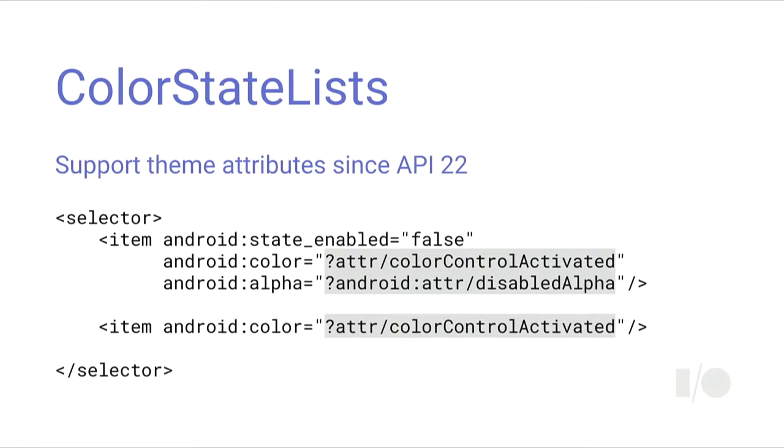Color state lists support theme attributes starting in the next API version, 22. And this means that you can start pulling in the foreground color, the accent color, setting the alpha to match the theme in your color state lists, which is going to, again, help you step away from having drawable selectors or individual PNGs for all of your assets.